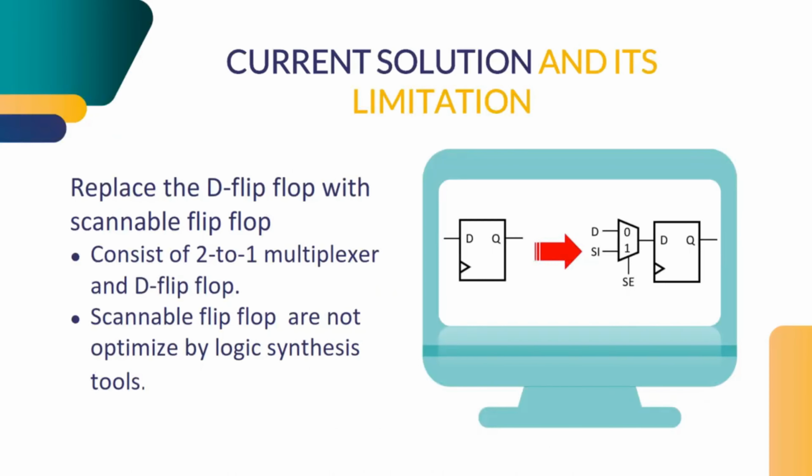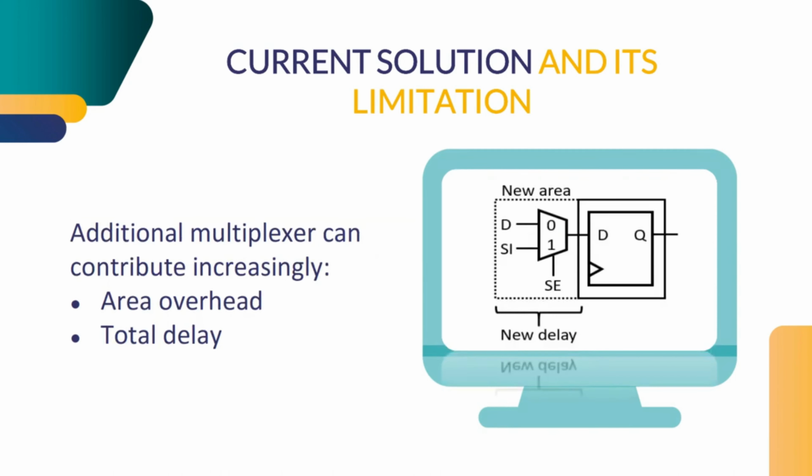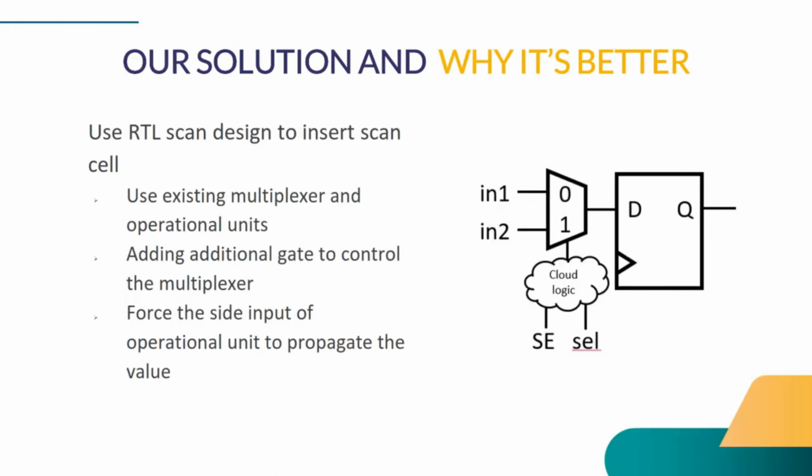The current solution to the problem is design for testability, which replaces the D flip-flop with the scannable flip-flop, which consists of a 2-to-1 multiplexer and a D flip-flop. These scannable flip-flops are not optimized by the logic synthesis tool. This additional multiplexer might add an increasing amount of delay and area overhead. So I propose my idea, which is to insert scan cells using the RTL scan design technique.